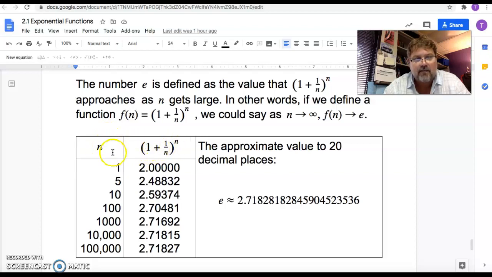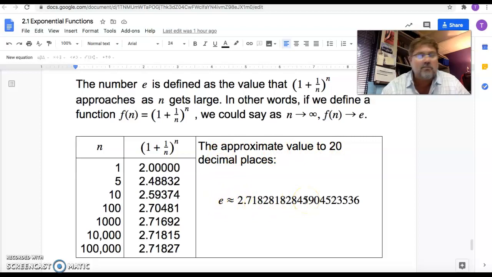So here's what happens with this expression. Watch. If n is 1, you get 2. n is 5, and then we're going up in big chunks here, you get 2.48. 10, you get 2.59, and so on. And notice it reaches this 2.7, and it starts to plateau off, right? It's reaching that horizontal asymptote that we see in this language here. And I have carried this out. The approximate value of e to 20 decimal places is right here.